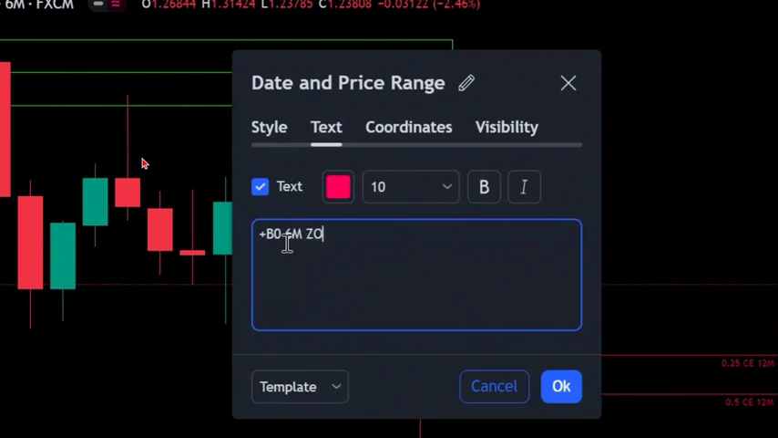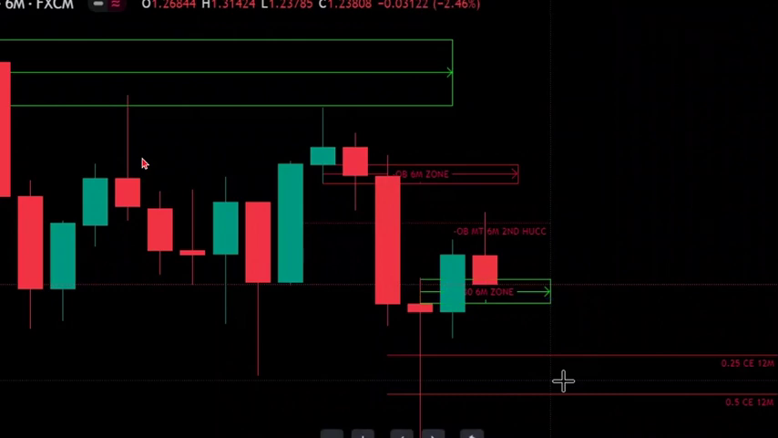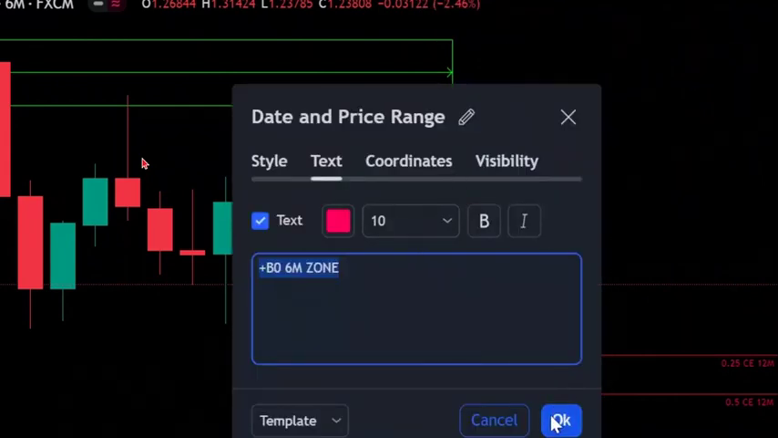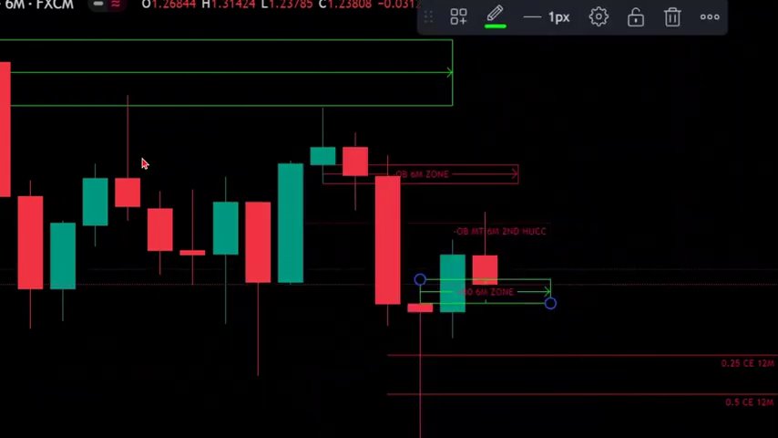But order blocks are really running the show. But the breakers really tell us exactly what's going on. That's what ICT says. He said the first thing he does is identify what the breakers are, because that's going to tell him everything he needs to know about what's going on in the market.